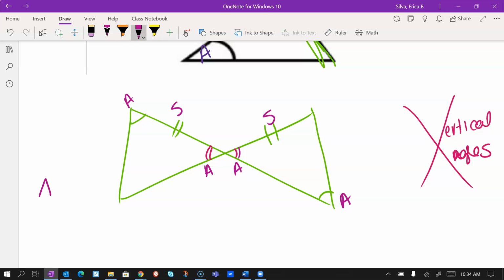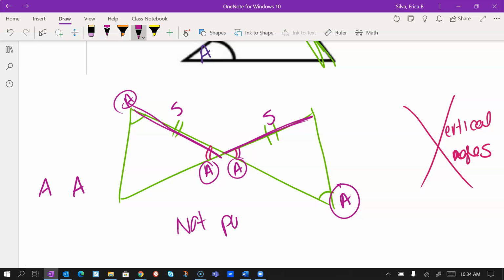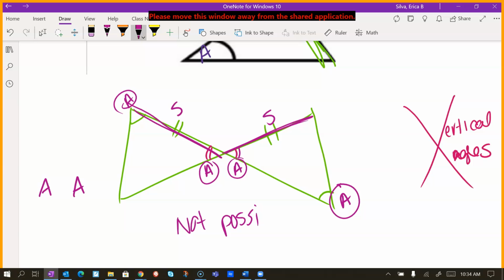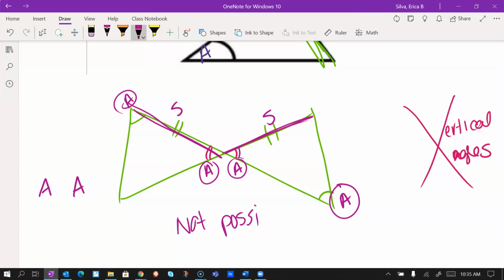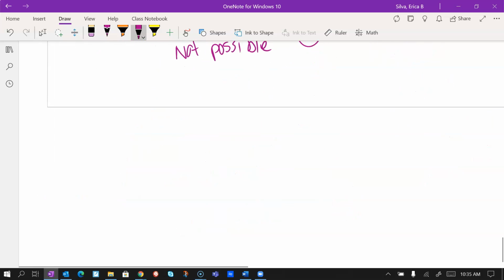So for this case, we have two angles. This angle with this angle with this angle. And then the side, are they in the same spot? No, so this one would be not possible or not congruent. Huh, that's awesome. All right, not possible. And let's do one more that looks similar to it.